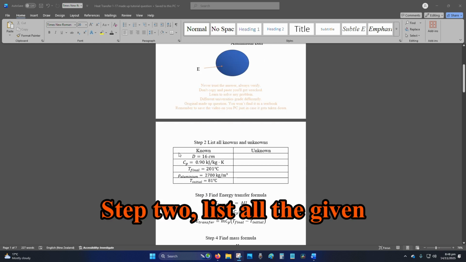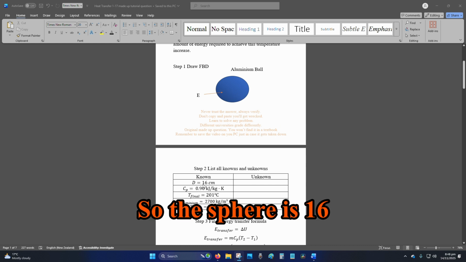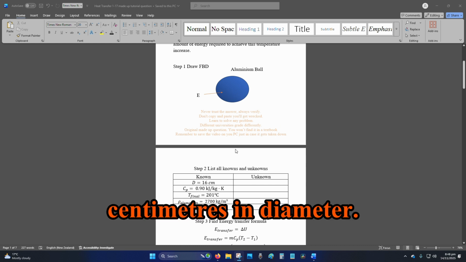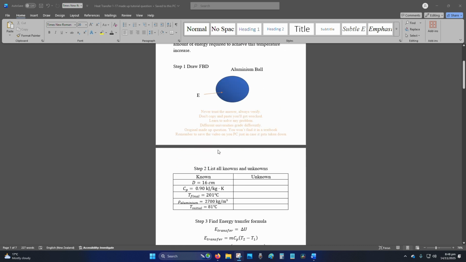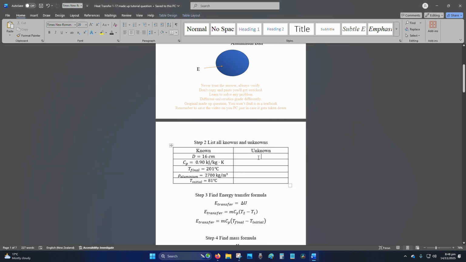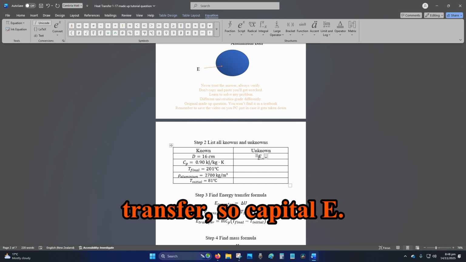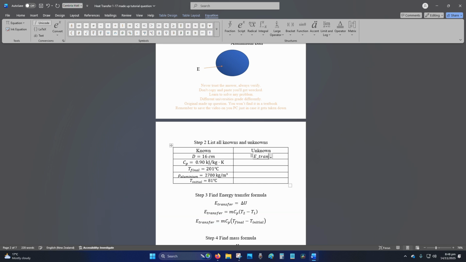Step 2, list all the given variables, find the unknown. So the sphere is 16 centimeters in diameter. Okay, and everything else has been stated previously. What we're trying to find is the energy transfer, so capital E.